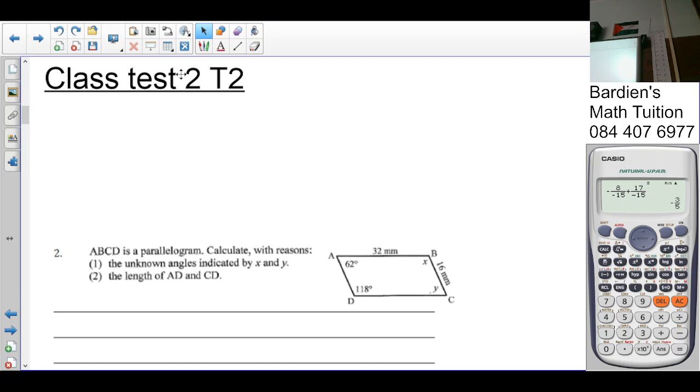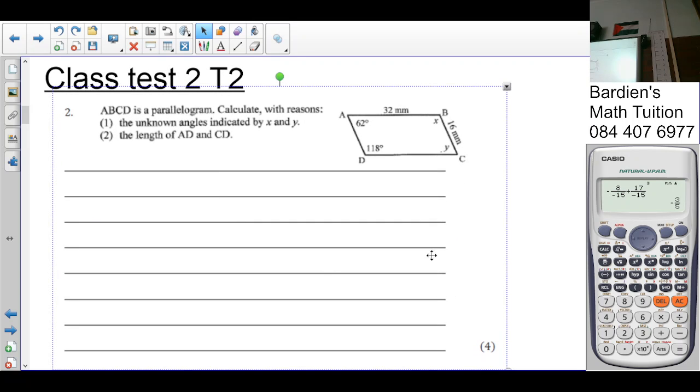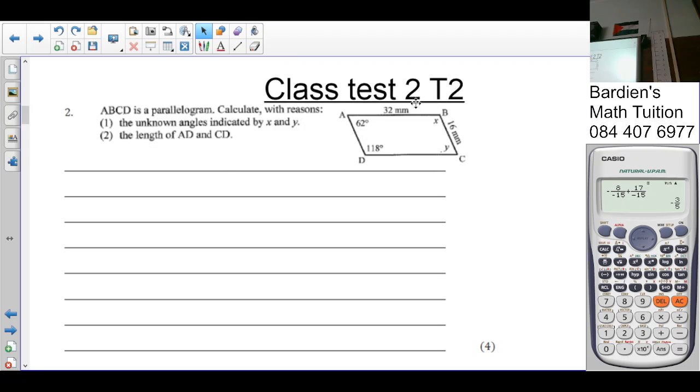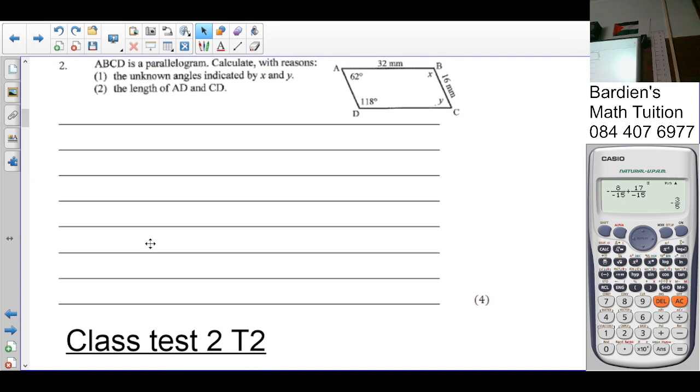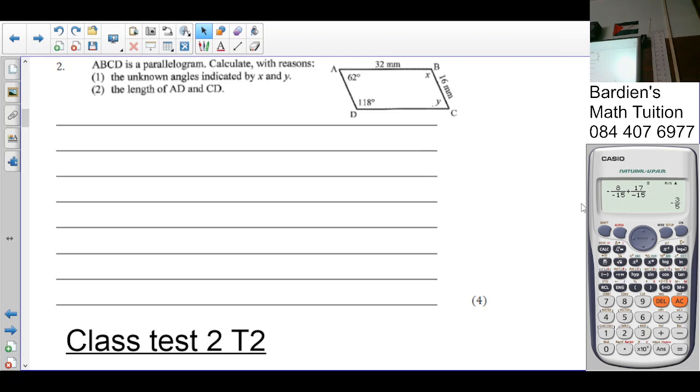Right, let's look at number 2. In number 2 we are told that ABCD is a parallelogram. People, in the parallelogram, 4 things come to mind. What comes to mind? Good start, yes. 2 pairs of opposite sides equal. 2 pairs of opposite angles equal. 2 pairs of opposite sides parallel. Diagonals, not 2 lines, diagonals bisect each other.